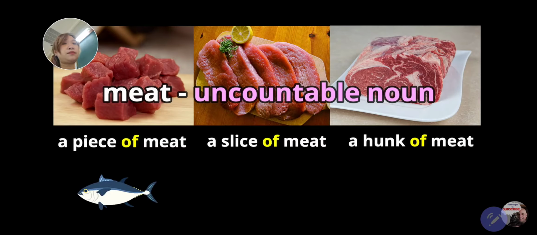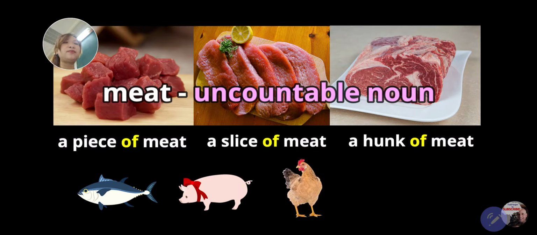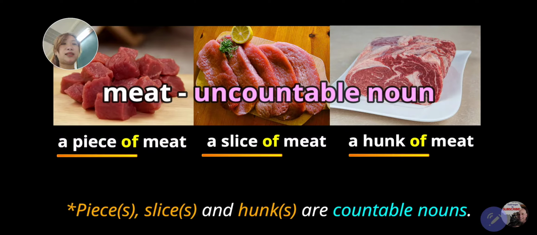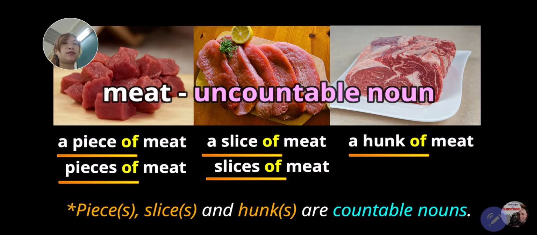Whatever one you want. Fish, a piece of pork, a piece of chicken, okay? A slice of meat, all of those. Because the measure word piece is countable. So we can say pieces of meat. Or we can use another one, slice. A slice of meat. Or slices of meat. Slices. If we want to count them. If you want to count more than one. And then we can even use hunk. A hunk of meat or hunks of meat.